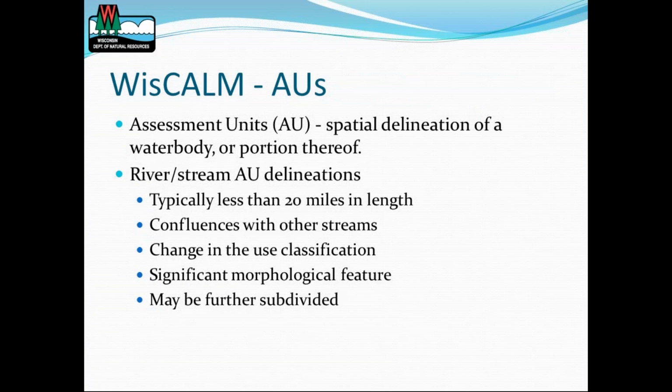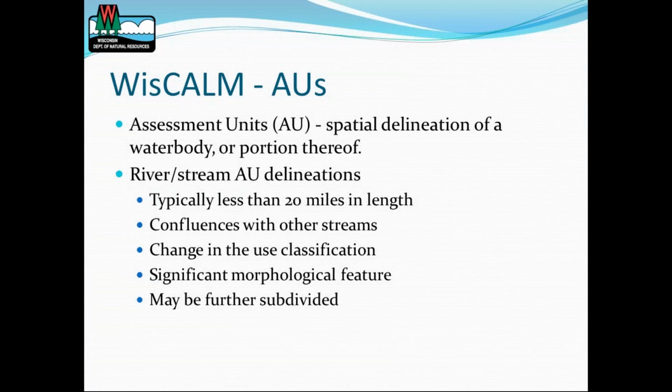So assessment units, I wanted to go over a little bit about these because it's how we list portions of rivers and streams. An assessment unit is a spatial delineation of a water body, usually a portion thereof. Rivers and streams are usually delineated, they're usually less than 20 miles in length. So sometimes a stream, if it's less than 20 miles, may just be one assessment unit. However, if it's larger, it may be split up by confluence with another stream.